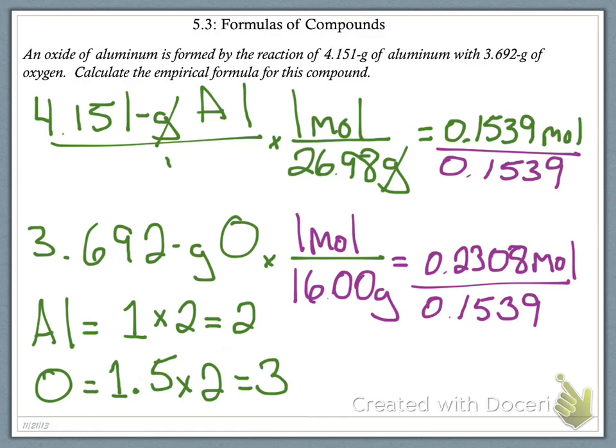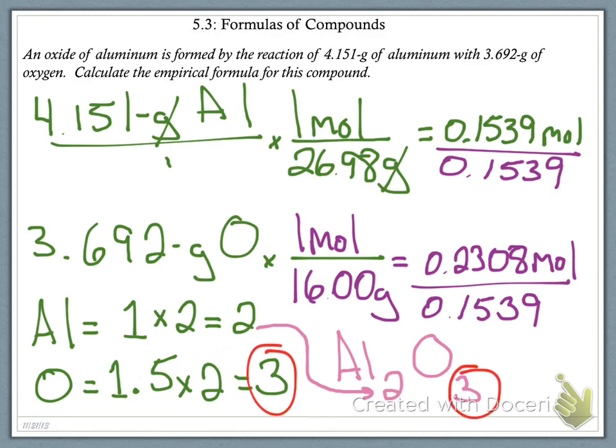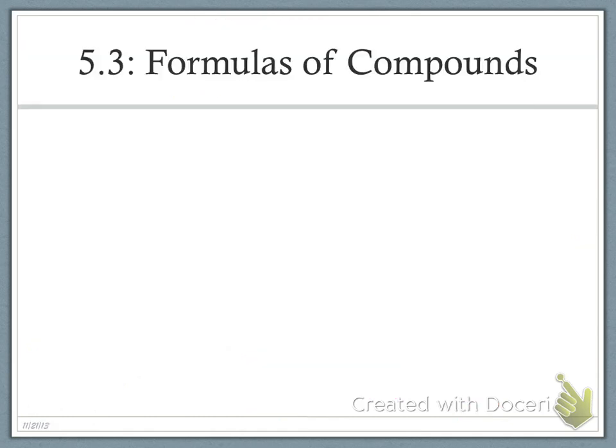So this oxide of aluminum has a formula of Al2O3. Where does that second 3 come from? That 3 is the same as that 3, right? All right, so that's my formula, Al2O3. And that's an empirical formula.